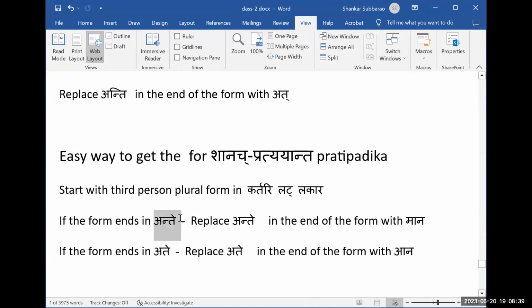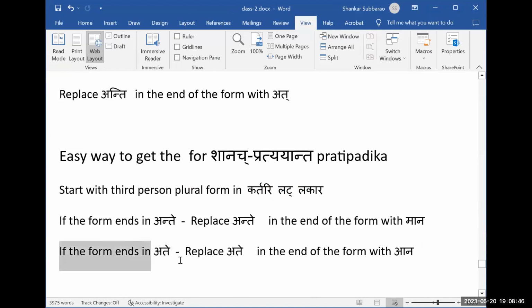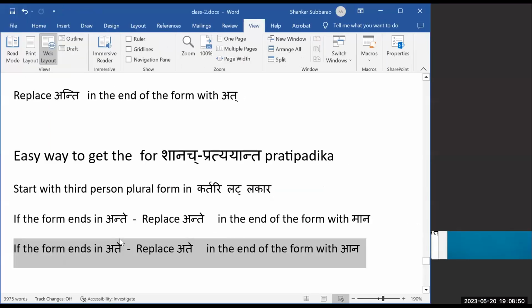Replace third person plural. If it's ante, replace with mana. If it's ate, replace with ana. You won't deal with this right now if you're only based on our classes. You don't even know when it will come. But whenever it comes, it will work.